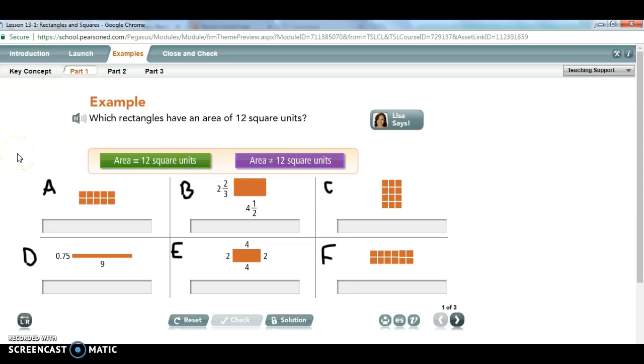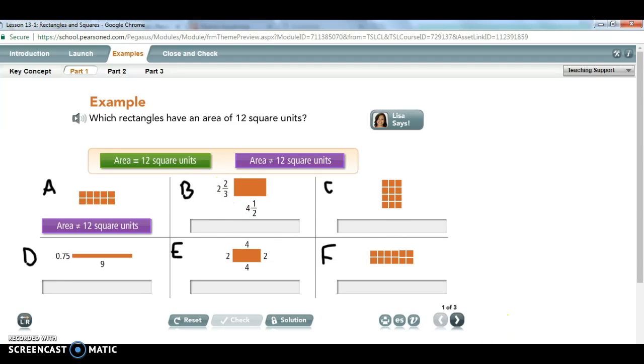Which rectangles have an area of 12 square units? What I have done is I've labeled each picture with a letter, A, B, C, D, E, and F, and I want you to try and tell me if you think that the area is 12 square units. This one has 1, 2, 3, 4, 5 units for a base and 2 for its height. We can multiply 5 times 2 or just count them. When you count them, you get 10, so the area does not equal 12 square units.